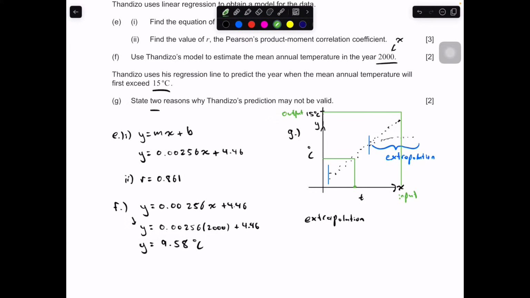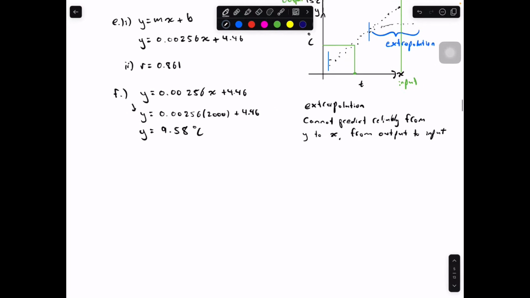Cannot always reliably make a prediction from y to x. You might say cannot predict reliably from y to x, or from output to input potentially. That would be the second reason. All right.